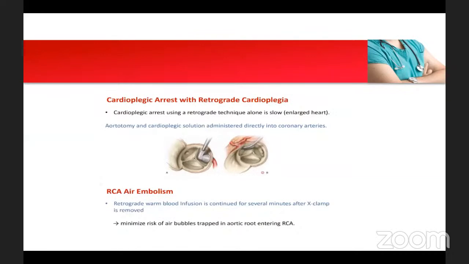RCA air embolism can happen during AVR. To prevent this, we usually give a retrograde warm blood infusion, continued after removing the cross-clamp, to minimize the risk of air bubbles trapped in the aortic root entering the right coronary artery.